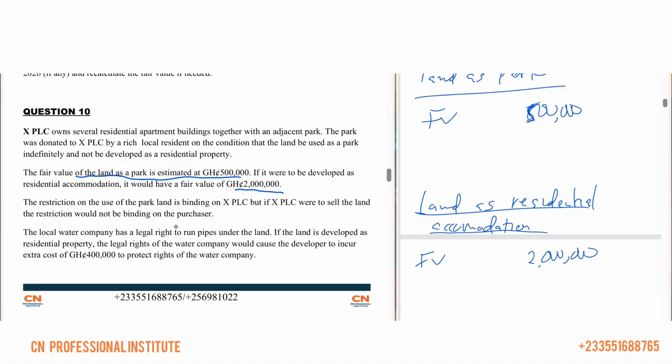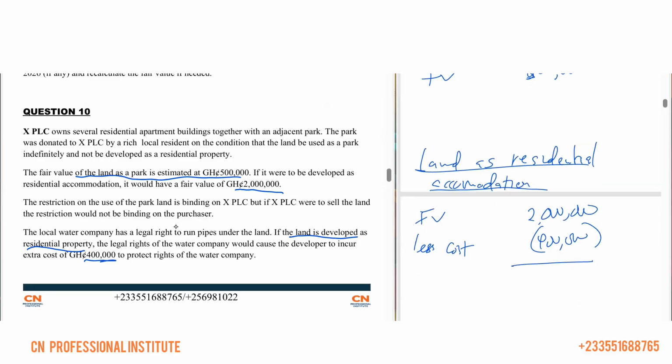But the question further said that if the land is developed as residential property, the water company will have to run water pipes under the land, and this will cause the developer to incur extra cost of 400,000 to protect the right. So we have to deduct the extra cost that they are going to incur. How much is the 400,000? What do we get here? 1,600,000.